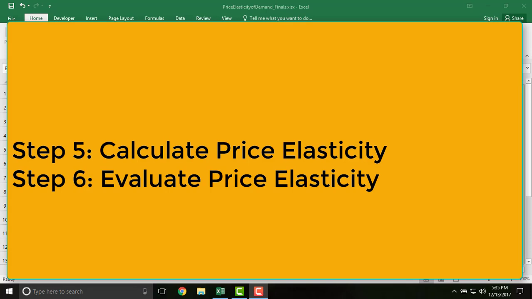Finally, the sixth step is the evaluation. So you do the math. You get a 1.58. Okay, that's step 5's result. Step 6, you need to explain what a 1.58 means. Is it price elastic? Is it price inelastic? But go a step further than that and explain, what does that mean?